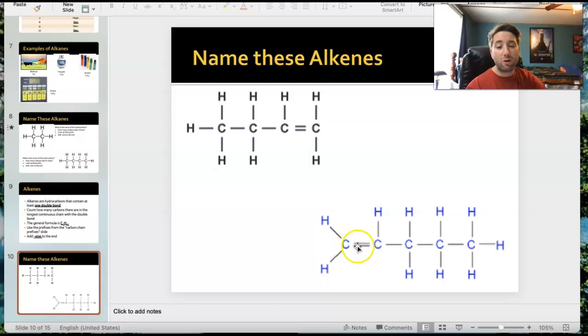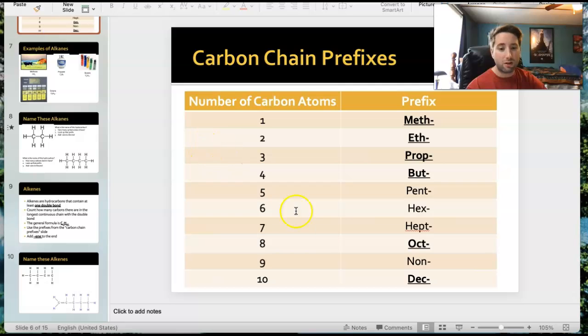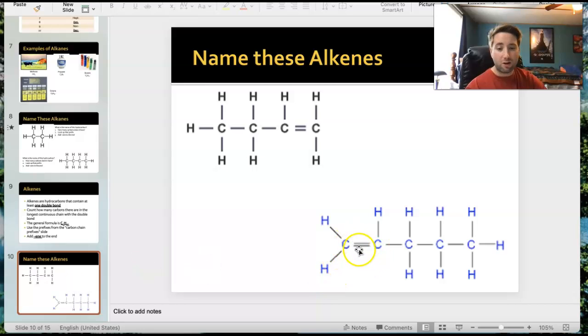All right, the next one here: 1, 2, 3, 4, 5. We've got 5 there. Let's go back to the prefix slide. 5 is going to be pent, like pentagon. And it's got a double bond here. So that's what this little equal sign looks like. So it's going to be pentene.